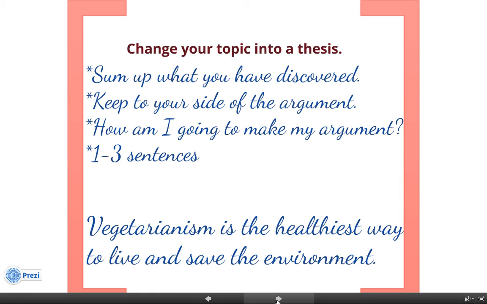So look at the example down below. Vegetarianism is the healthiest way to live and save the environment. So not the world's greatest thesis, but it has done all of the bullet points up above. It's 1 sentence. It shows how I'm going to make my argument. I'm going to talk about the healthy ways of living and saving the environment.